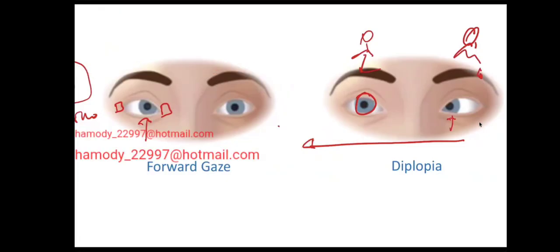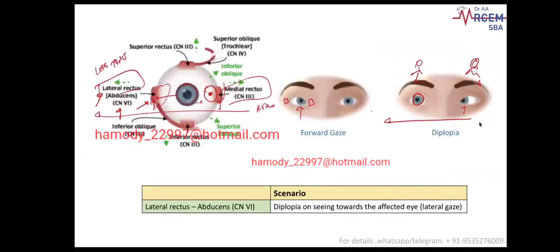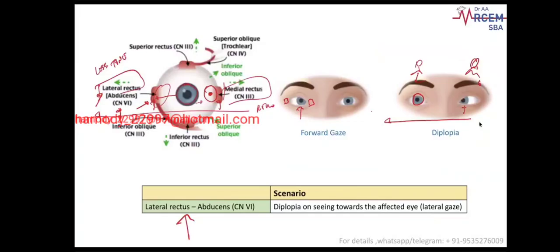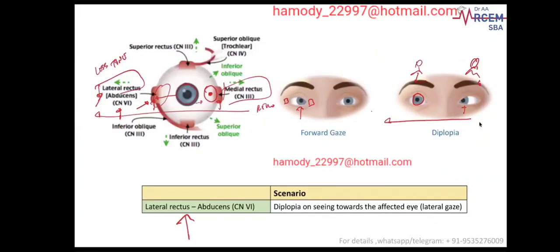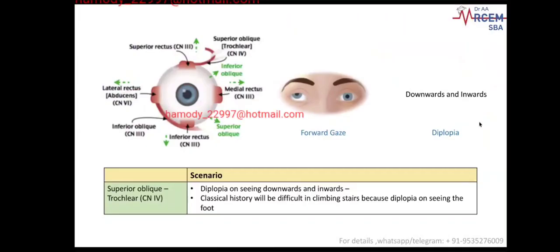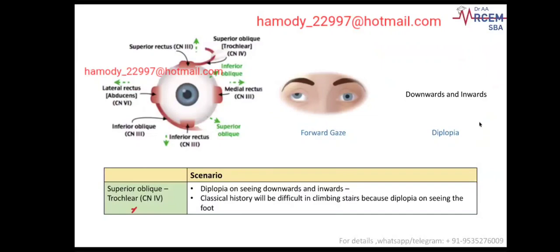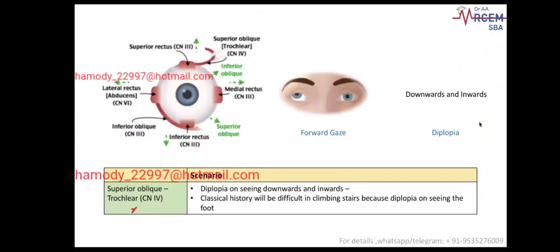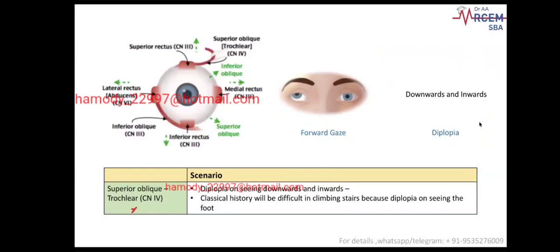So they end up having double vision. This is suggestive of a lateral rectus palsy, or it might be suggestive of an injury to the abducent nerve, that is the sixth cranial nerve injury. Next one is the superior oblique, also known as superior oblique extraocular muscle supplied by trochlear, that is the fourth cranial nerve.